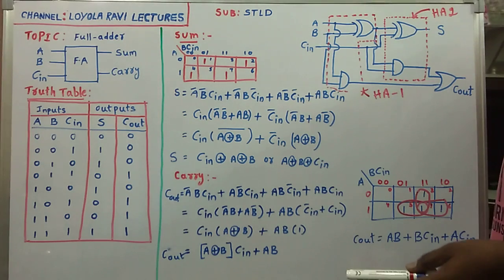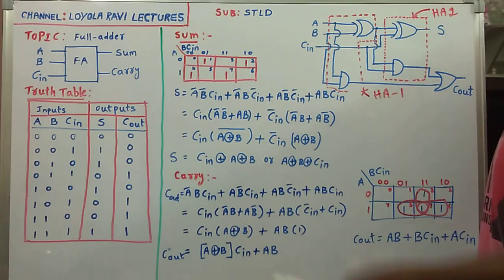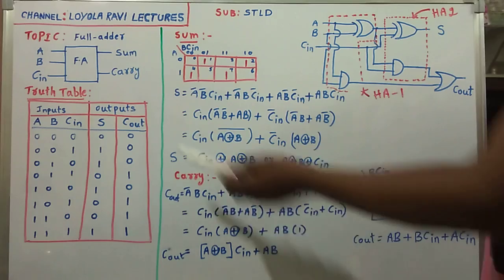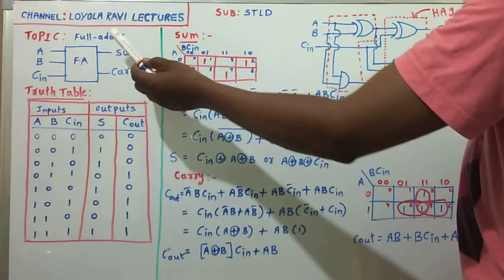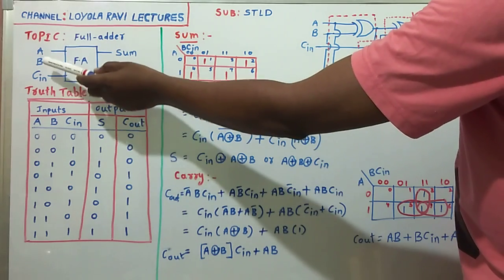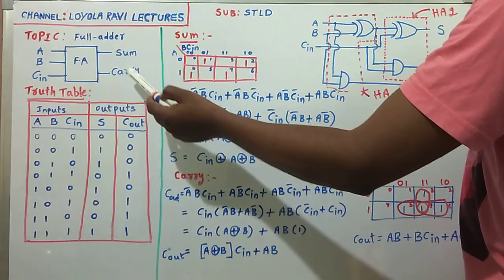Today we'll discuss another important concept, full adder in the STLD subject. In the last class we discussed the half adder, and in continuation, we go for the full adder. A full adder has three inputs A, B, C in, and it has two outputs, sum and carry.